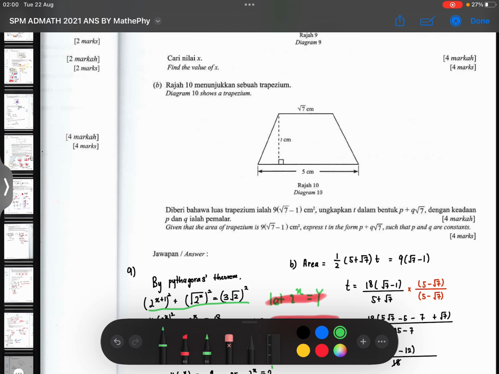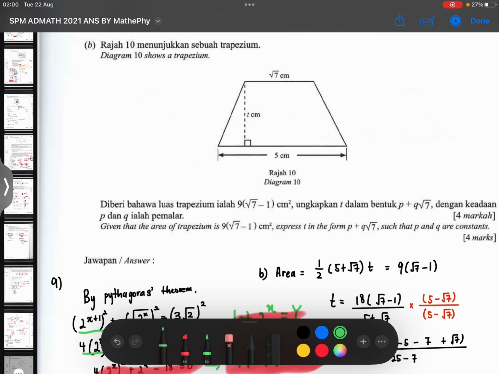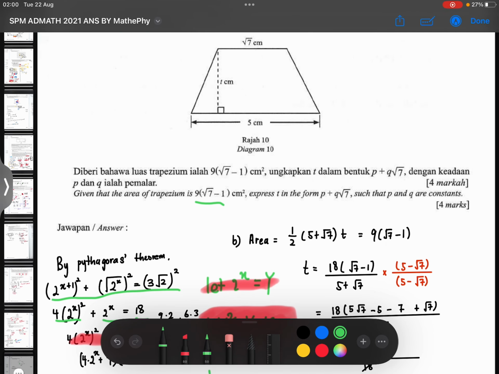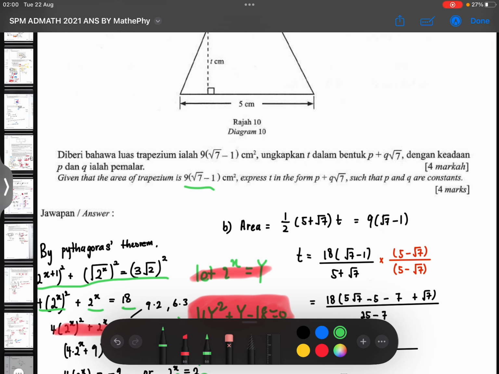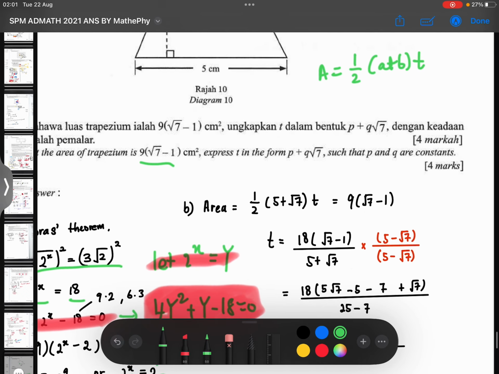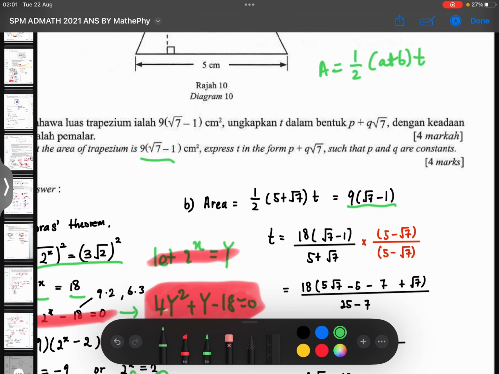B, this is a trapezium. It is given that the area of the trapezium is this. Express t in the form of p plus q root 7 such that p and q are constants. So you just use the formula: area of the trapezium is half times (a plus b) times height t. So a is 5, b is root 7, t is not given, equals this. This is given by the question, the area.